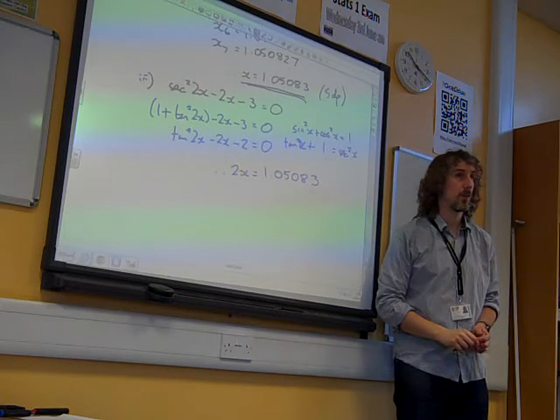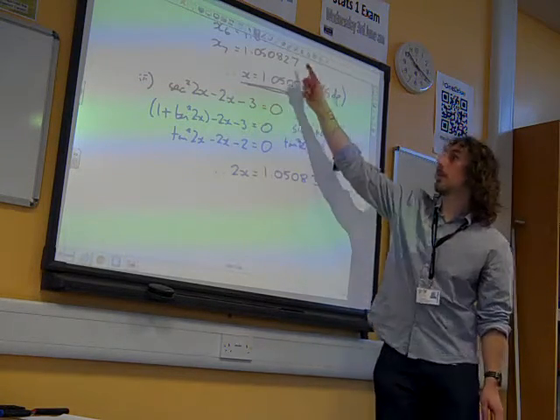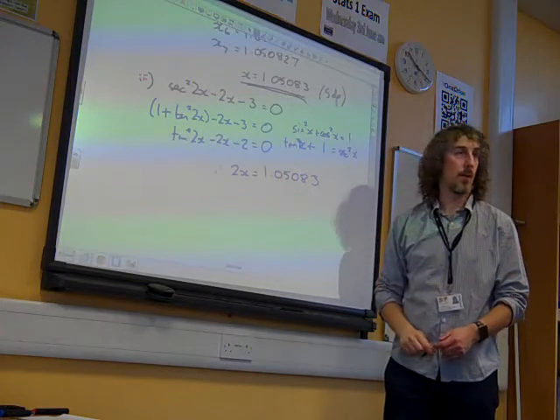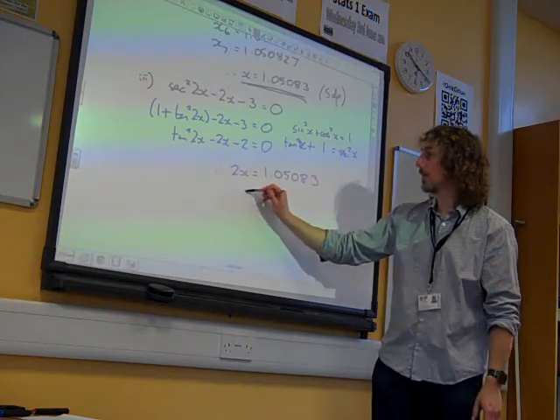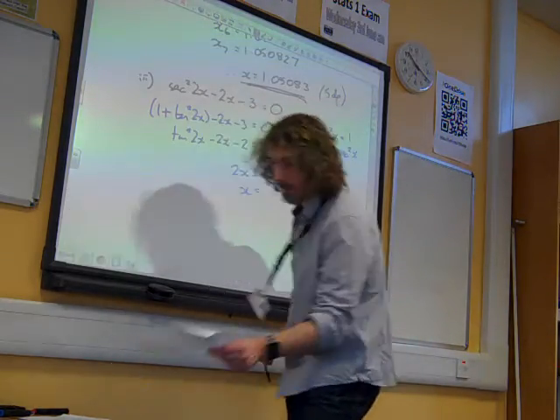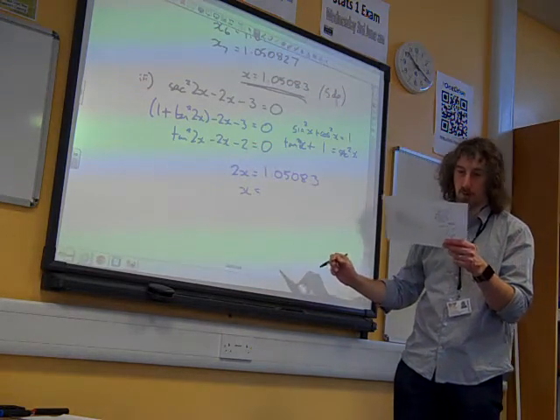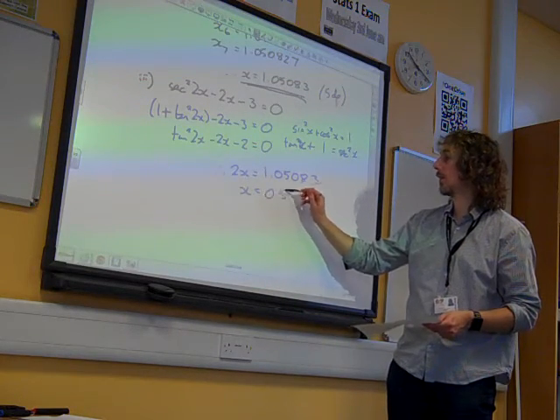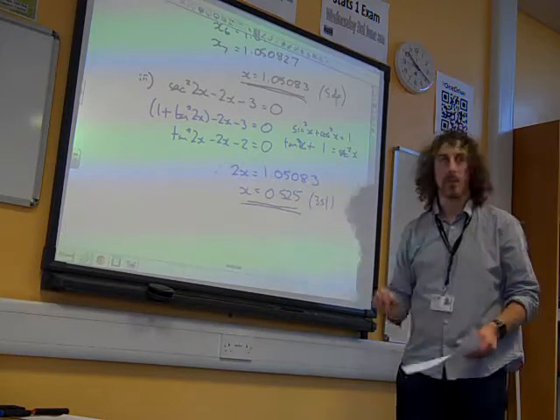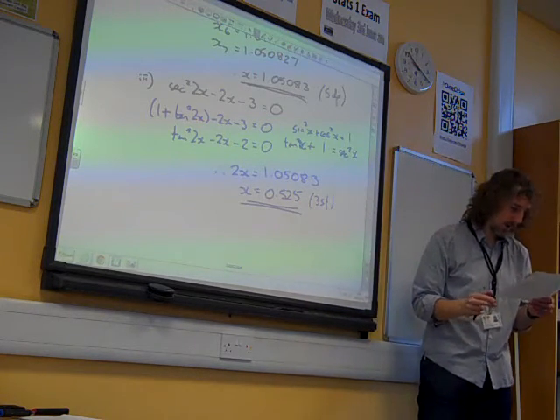Does that make sense? If you sub that in the place of the 2x, then it solves it, it gives you an answer of 0. So x is a half of that, and you do that in the calculator and hopefully get 0.525 to 3 significant figures. There we go. That's our answer.